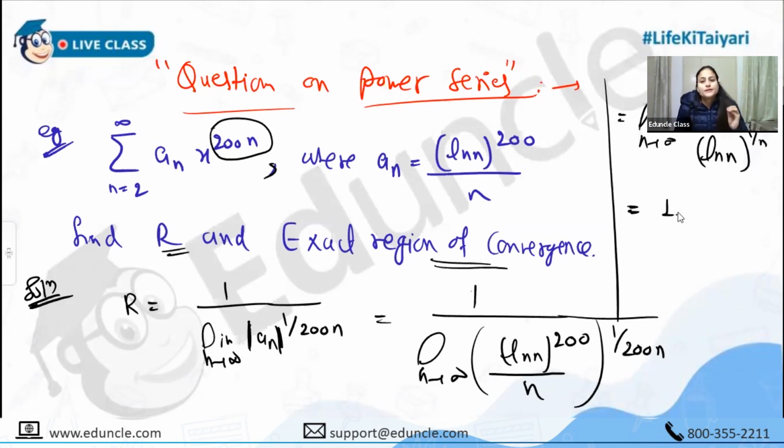वी नीड टू फाइंड हियर एग्जैक्ट रीजन ऑफ कन्वर्जेंस, एग्जैक्ट रीजन ऑफ एब्सोल्यूट कन्वर्जेंस, इनफैक्ट एग्जैक्ट रीजन ऑफ यूनिफॉर्म कन्वर्जेंस. एज आई टोल्ड यू अर्लियर दैट द exact region of convergence and exact region of uniform convergence both are same thing, है ना. We just need to check the convergence and all at the boundary points only.